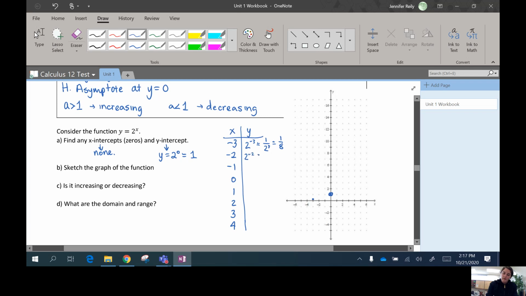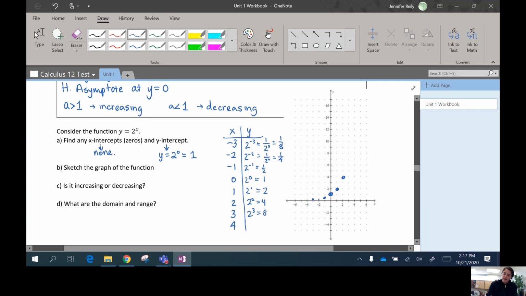2 to the power of -2. So it's 1/2 squared, so it'd be 1/4. Hard to graph, maybe there. 2 to the power of -1 would be 1/2. So that's about here. 2 to the power of 0 equals 1. 2 to the power of 1 equals 2. So there. 2 squared is 4, and now it's going to increase quite rapidly.